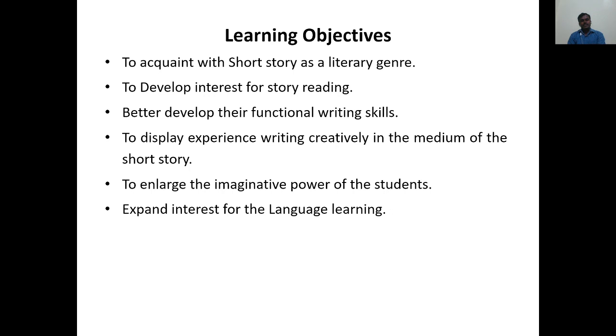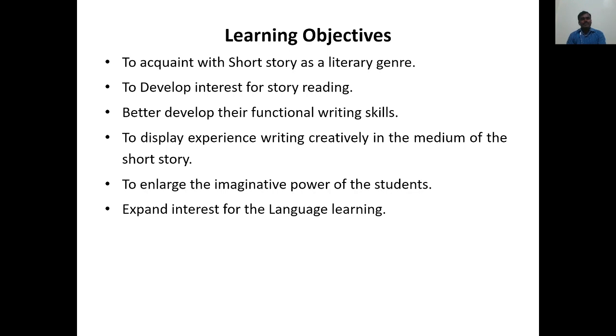Learning objectives. The learning objectives of the short story: to acquaint with short story as a literary genre. Genre means it is a form of writing. A poem could be one of the genres of writing. Story could be one of the genres of writing. Drama could be one of the genres of writing.